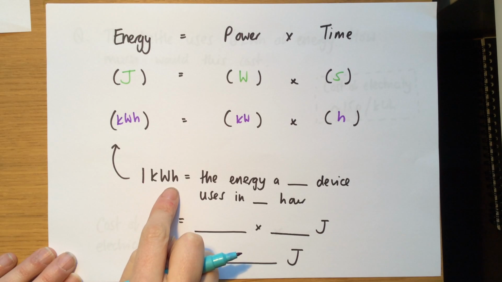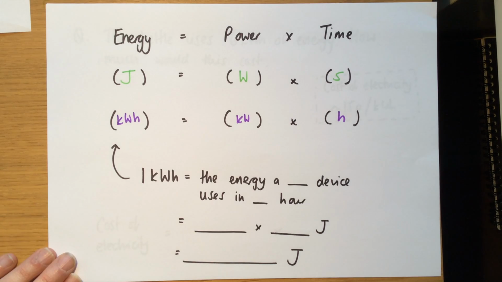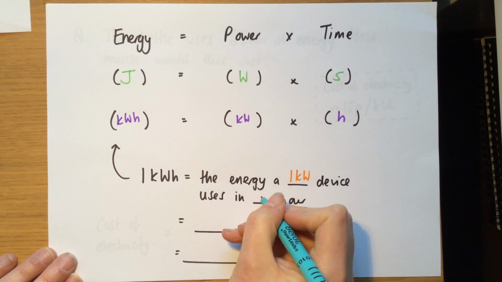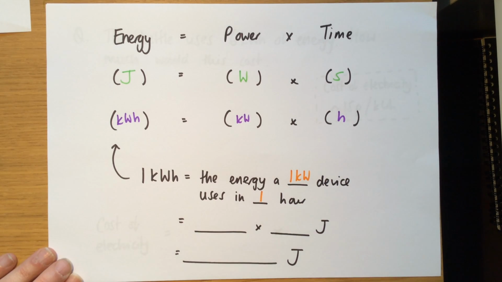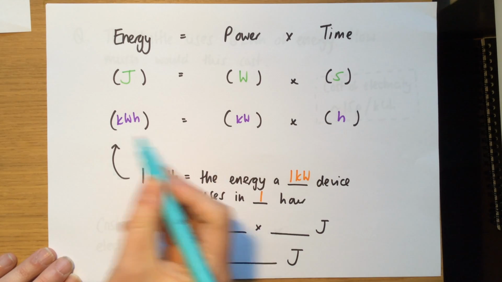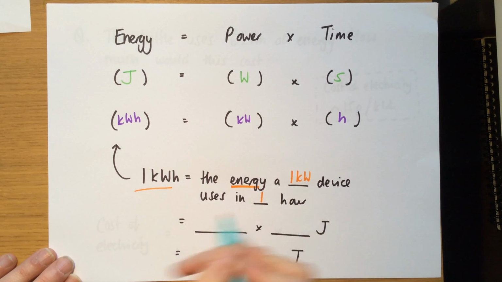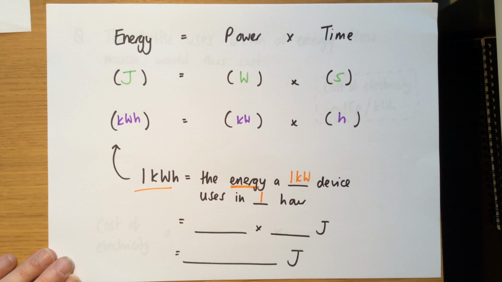So 1 kilowatt hour is defined as the energy that a 1 kilowatt device uses in 1 hour. So if you had an oven that was 1 kilowatt of power and you put it on for an hour, it would by definition use 1 kilowatt hour of energy. It's a unit of energy. That's a really important thing to remember. It's not a unit of power, it's a unit of energy.